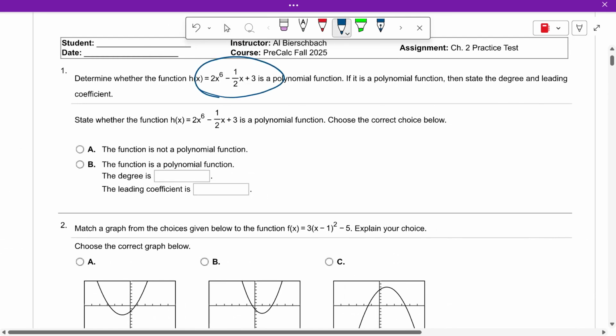Is this a polynomial? Yes. We do not have any variables in the denominator. We don't have a power that's a variable. All the powers are numbers. So it is a polynomial. What is the degree of it? 6. What's the leading coefficient? 2. It's not always the first coefficient. It's the coefficient of the highest power that is the leading coefficient.